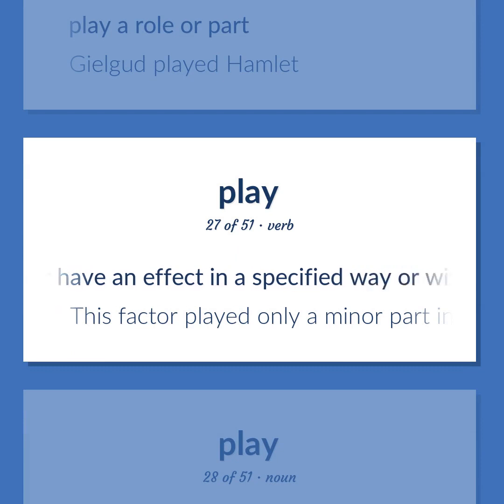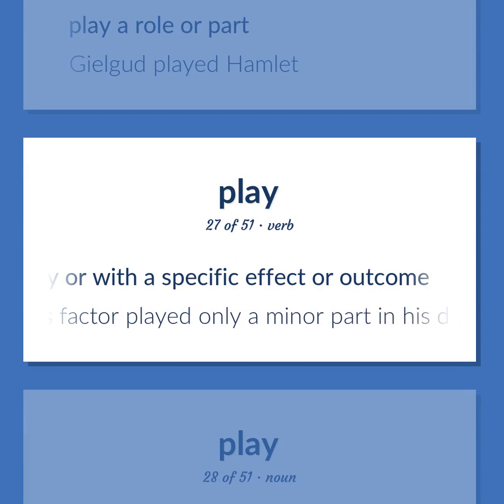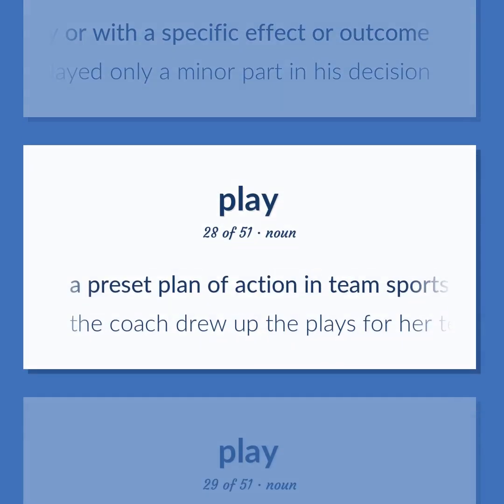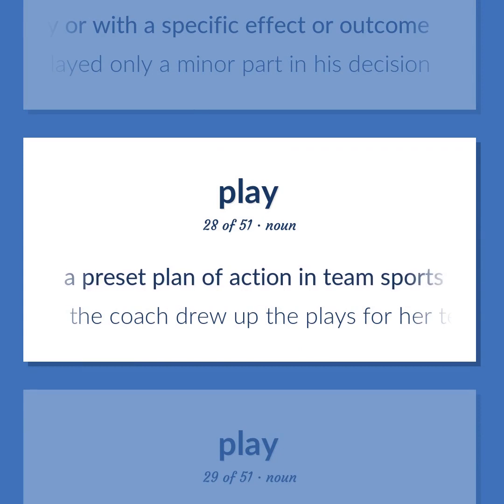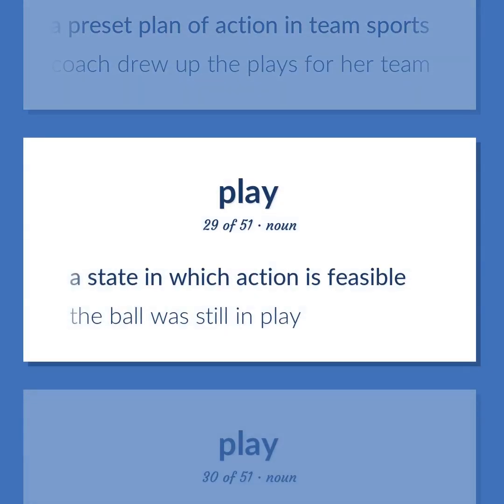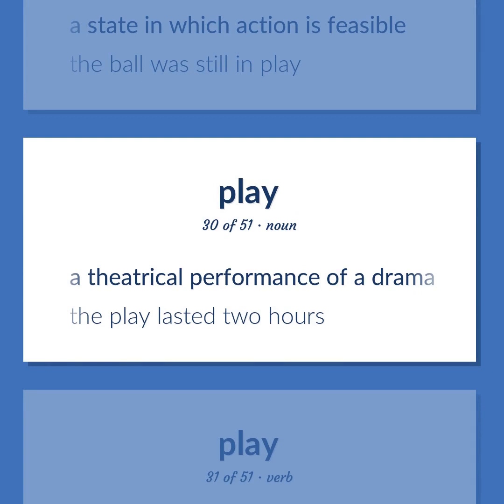Act or have an effect in a specified way or with a specific effect or outcome. This factor played only a minor part in his decision. A preset plan of action in team sports. The coach drew up the plays for her team. A state in which action is feasible. The ball was still in play. A theatrical performance of a drama. The play lasted 2 hours.